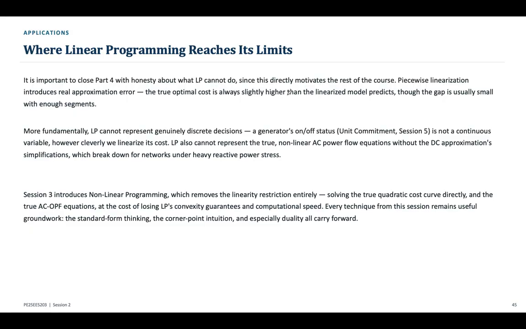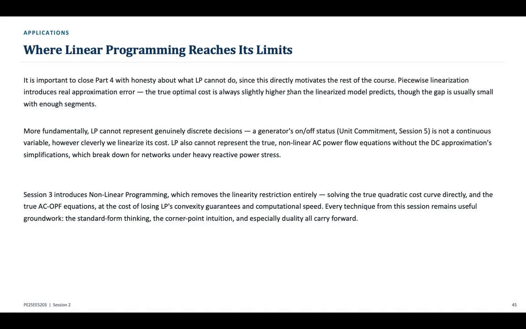So, where does linear programming reach its limits? It is equally important to understand where linear programming stops being adequate. The first limitation is approximation error. When we replace a quadratic cost curve with straight line segments, the linearized model is not identical to the original non-linear model. Increasing the number of segments can reduce the approximation error, but it also increases the size of the optimization problem.